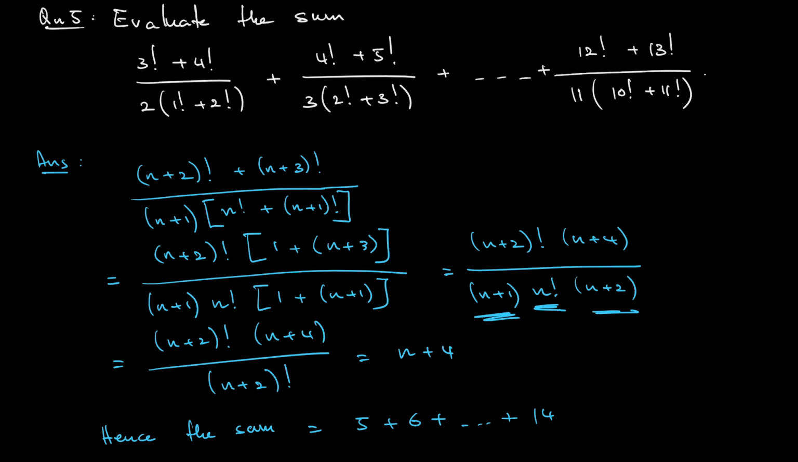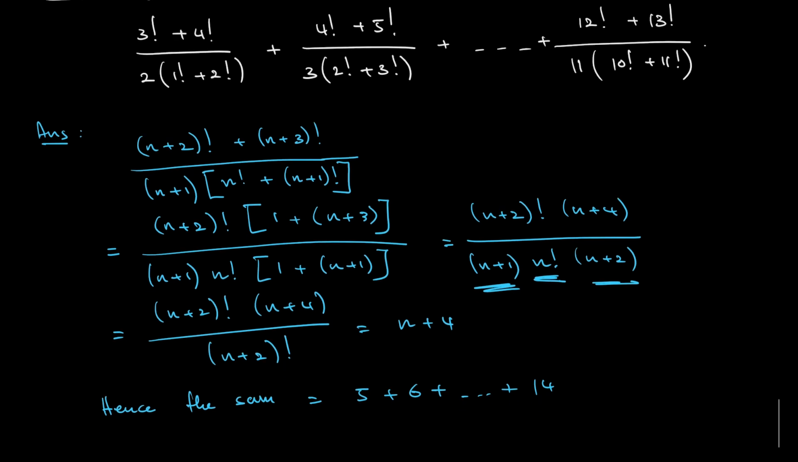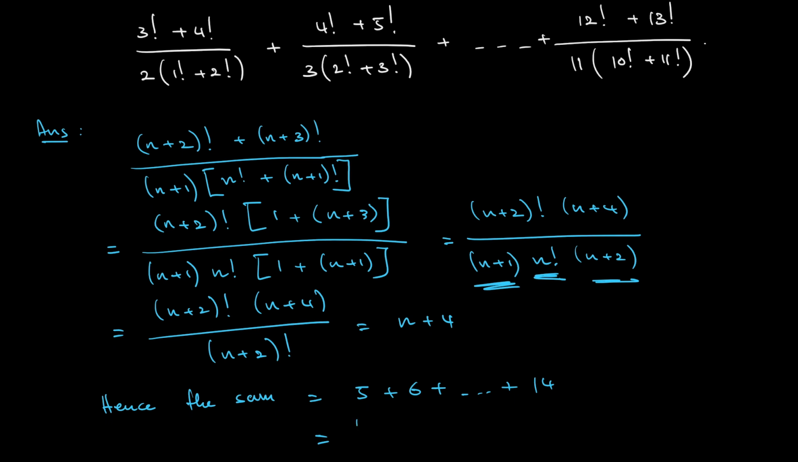This is just a sum of consecutive numbers. 10 terms, so 10 divided by 2 multiplied by the sum of the first and the last term. So 19 times 10 divided by 2 is 95. So 95 is the final answer.